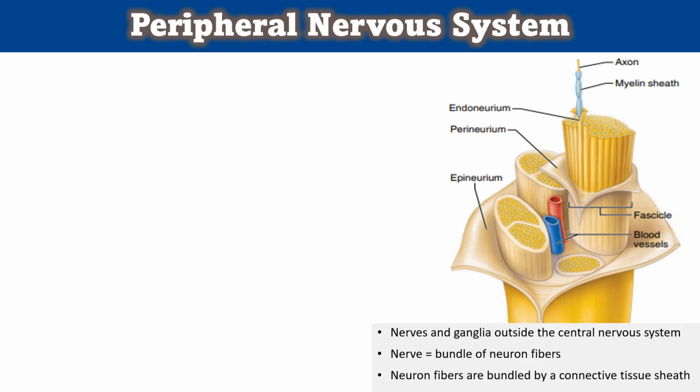Moving on to the peripheral nervous system. Nerves and ganglia outside the central nervous system. A nerve is a bundle of neuron fibers in the peripheral nervous system. Neuron fibers are bundled by a connective tissue sheath.